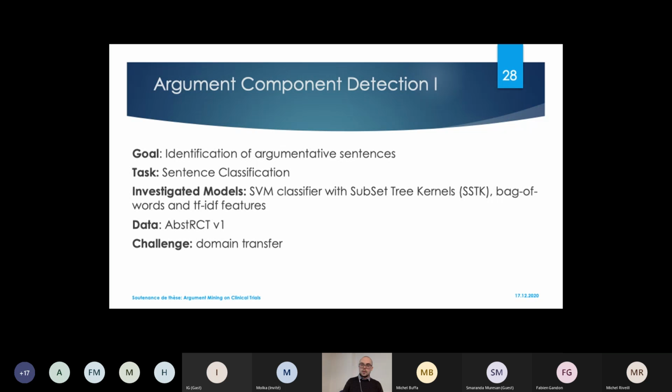And tree kernels are a measurement for similarity between trees, or in this case, syntactic parse trees. So they consider the common fragments between the two trees to calculate the similarity. And so the idea here was to detect the argumentative sentences over the syntactic structure. And additionally to the syntactic information, we also gave lexical information in form of bag of words. And as I said, the experiments were conducted on the first version of the data set.